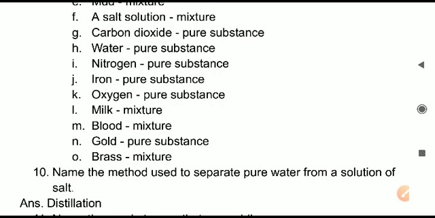Milk is a mixture of different nutrients. Milk contains carbohydrates, proteins, fats, vitamins. All these things are mixed together in a solution. So that is why milk is a mixture. Blood is a mixture. Blood contains blood plasma, that is the liquid, red blood cells, white blood cells, platelets. All these are mixed together. So blood is also a mixture.